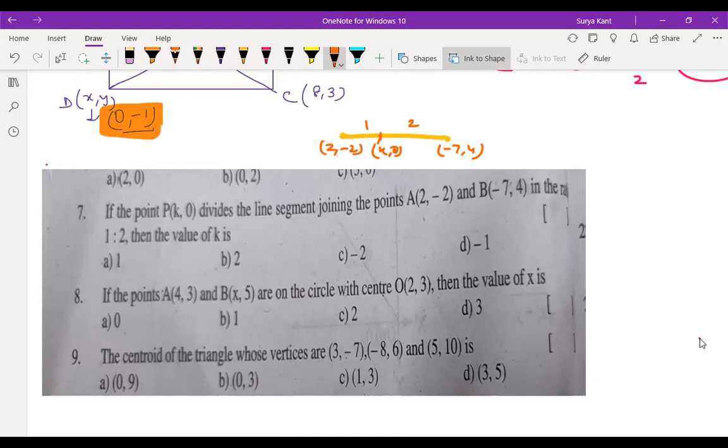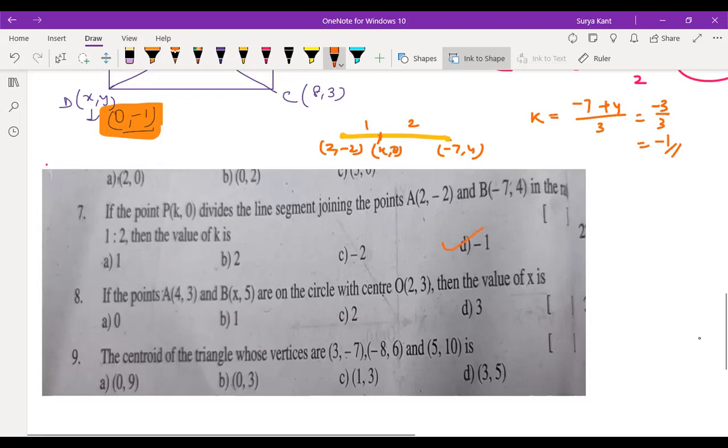So directly you can find x, that is k is equal to, what is the formula here? 1 into -7 plus 2 into 2, and for y, 1 into 4 plus 2 into -2, divided by 3. So the answer is -3 by 3, the answer is -1. The k value is -1, no? Yes. Praharshan, you were saying 1 or -1? -1. Okay. Anyone having doubt in this?